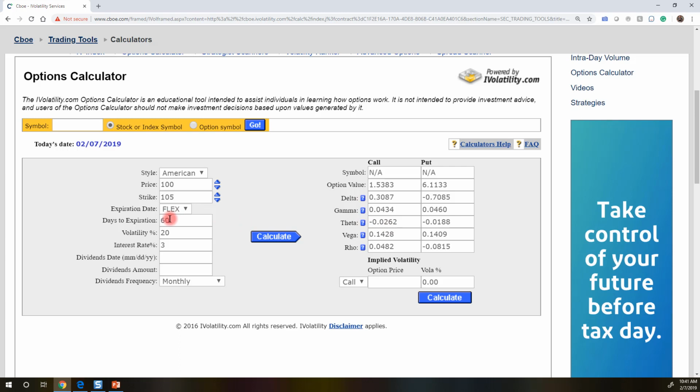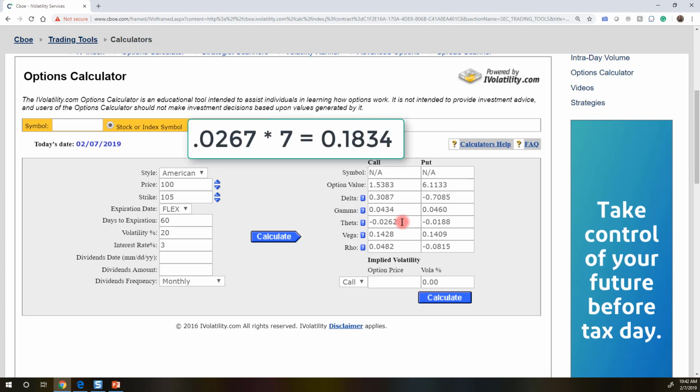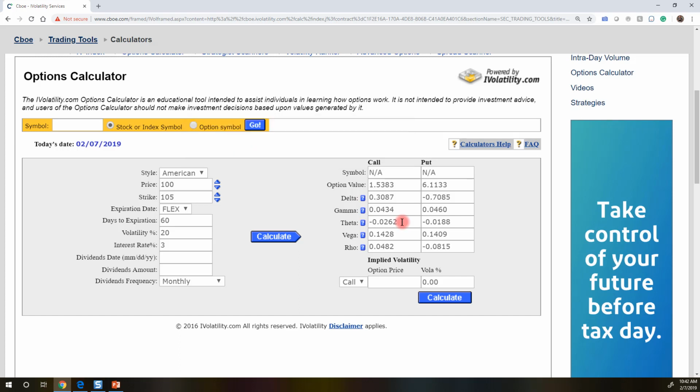So if I made this number over here 59 days, this number would decrease by almost 3 cents. So I can figure out roughly a 7-day theta by just multiplying this by 7. If we do that, we get 0.1834. So roughly 18 cents is what we're expected to lose over the next week. However, notice that my delta is only about 0.31. My option's not going to move dollar for dollar with the stock, so I don't need the stock to move up just 18 cents. It's going to have to move up a lot more than that.